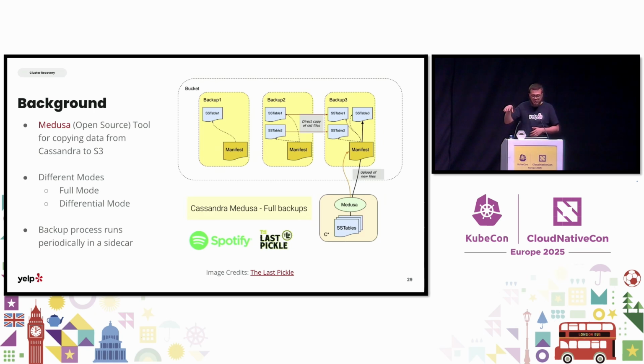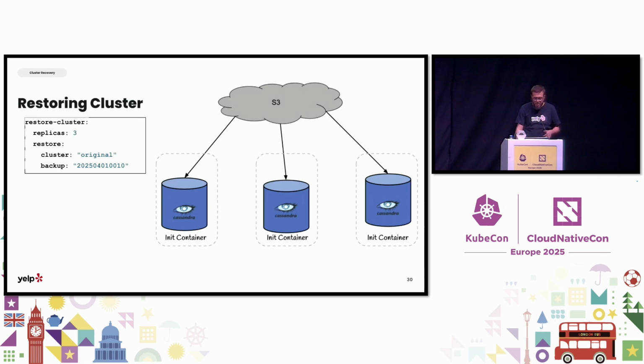So this backup process runs periodically in a sidecar in our case. When we want to restore a cluster, we configure a new Cassandra cluster with some additional properties that let us know about the cluster and backup, as you can see on the slide. So the backup identifier is the timestamp in our case at a minute resolution level. Based on these properties, a new Cassandra cluster gets created, then init containers are started, and in those init containers, we pull data from S3.